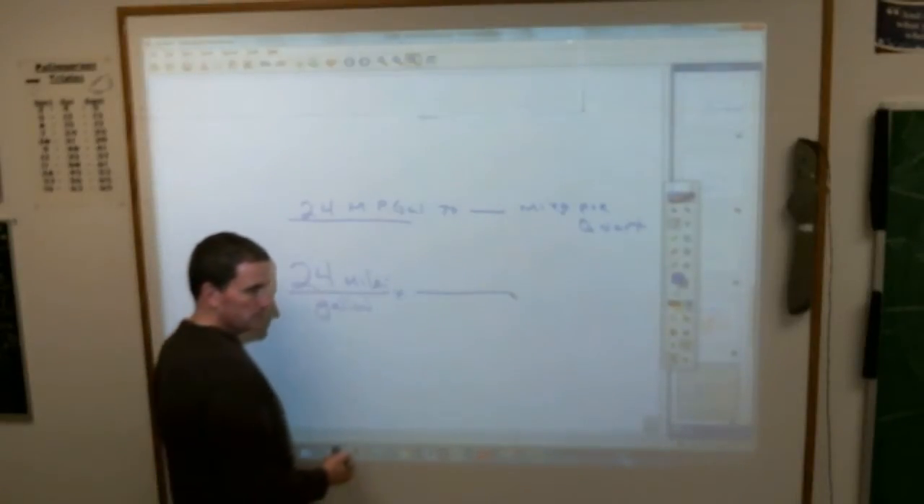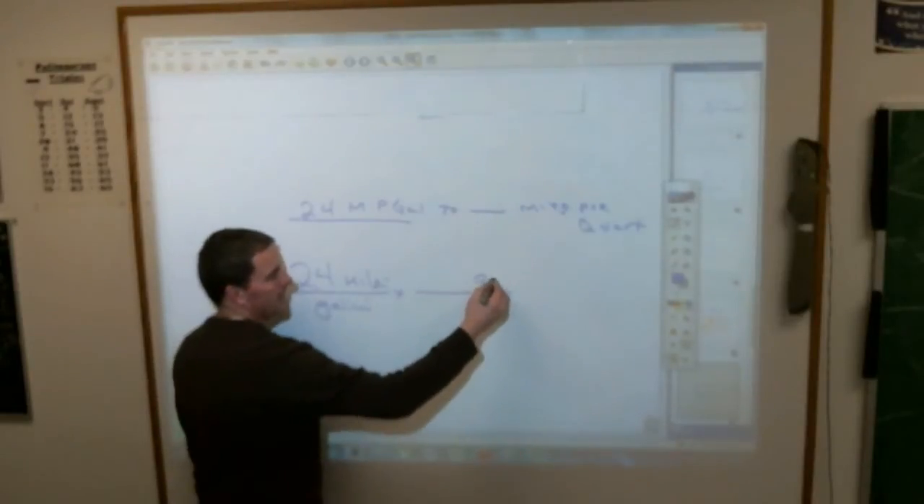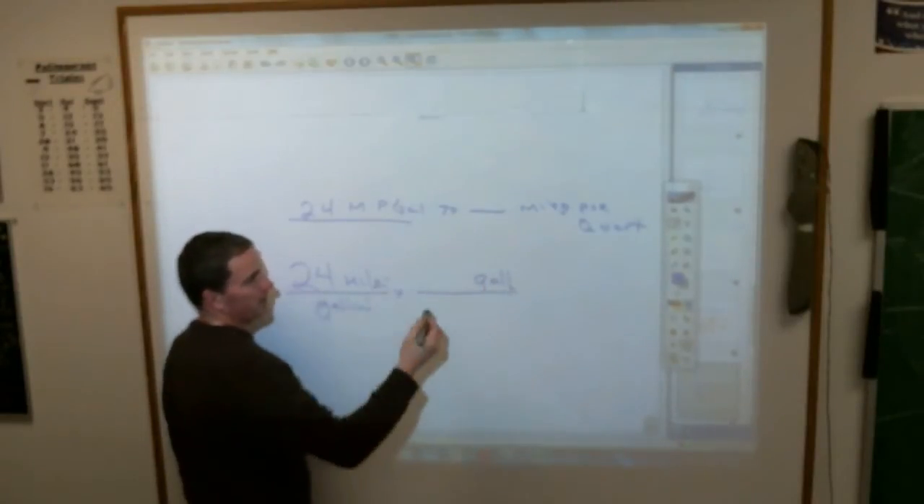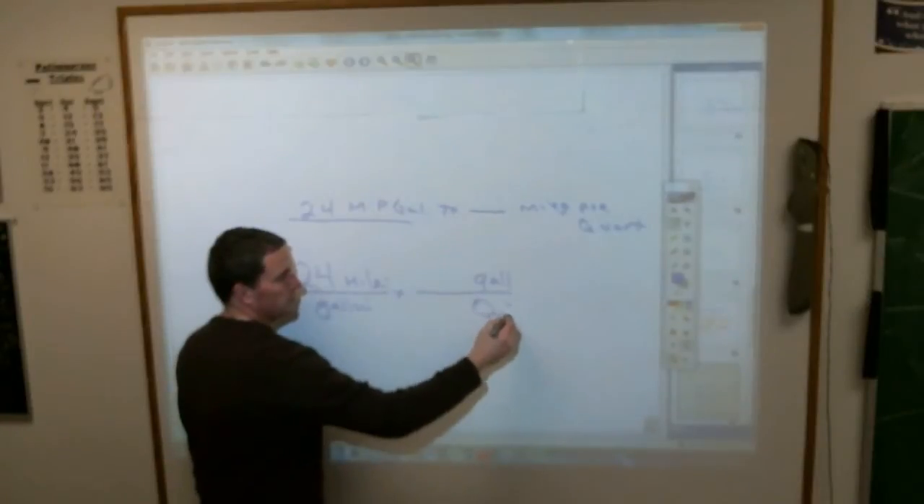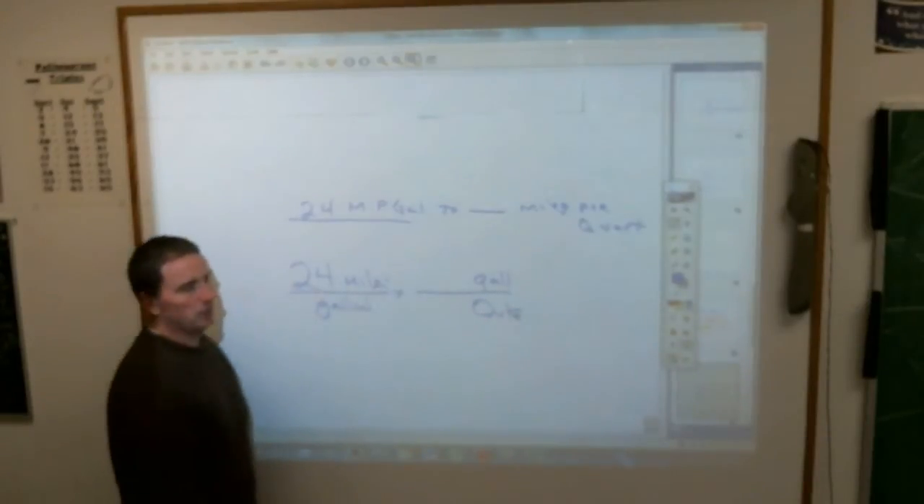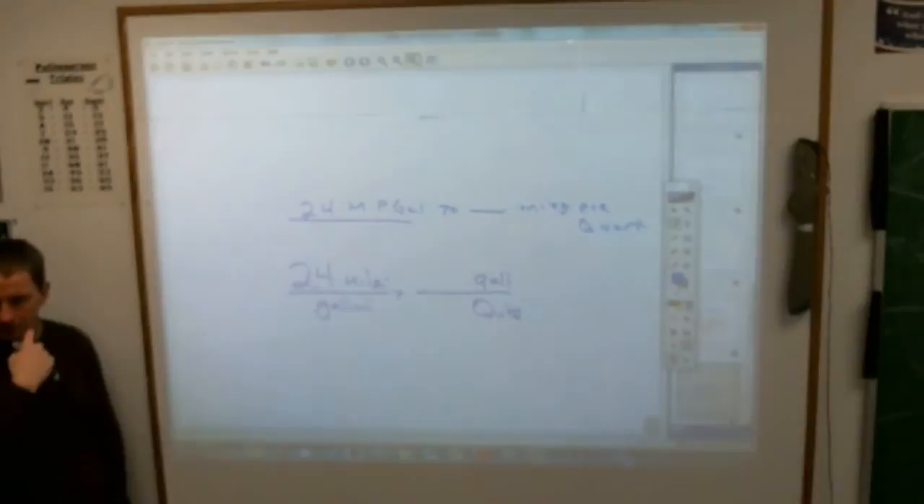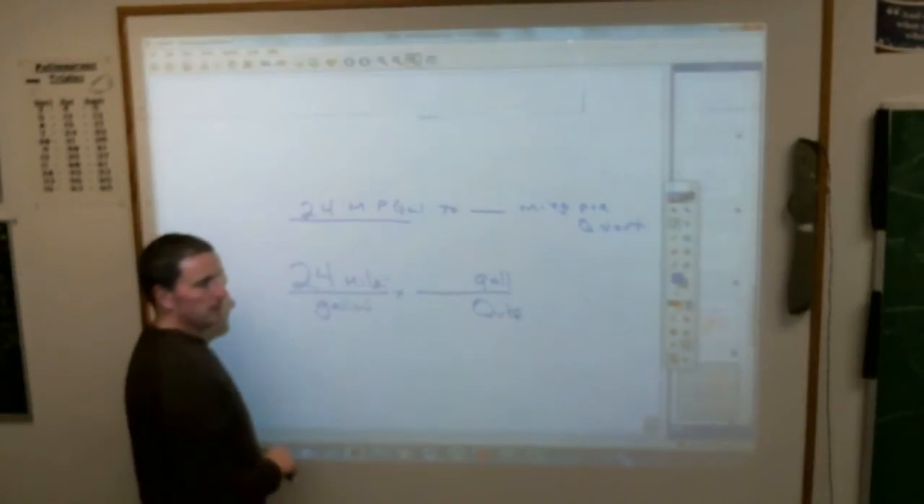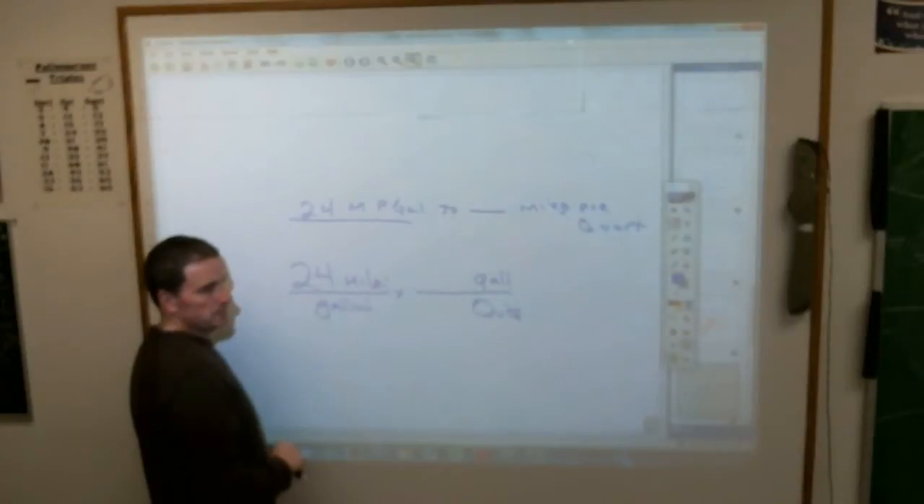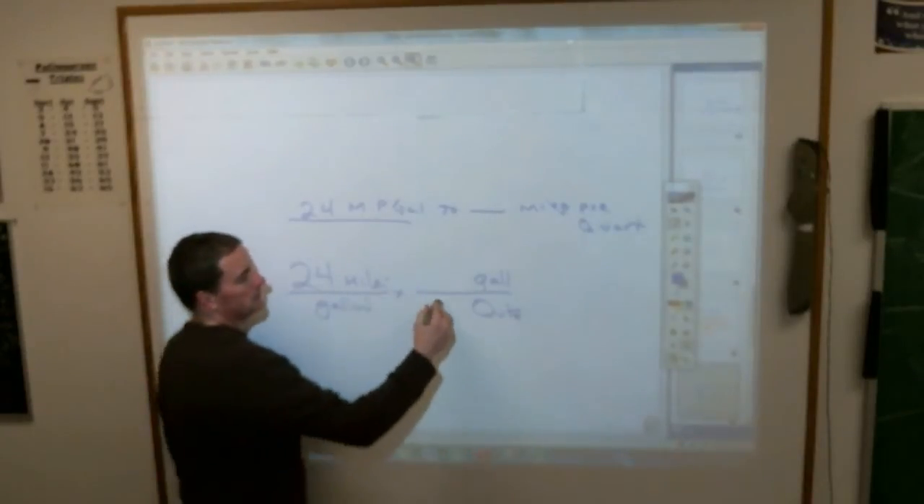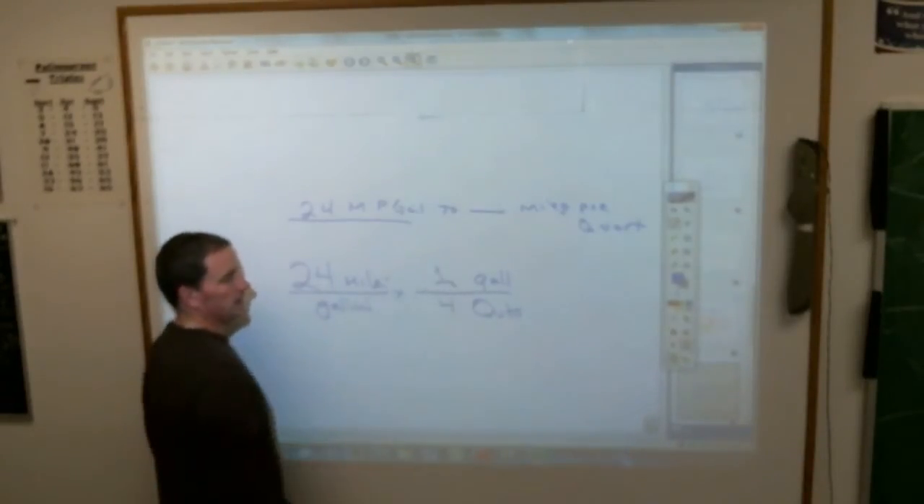David? Gallons have to go on top. What has to go on the bottom? What I want to change it into, which is quarts. And then you just need to know what's the conversion of quarts and gallons. There are how many in a what? Landon? There are 4 quarts in 1 gallon.